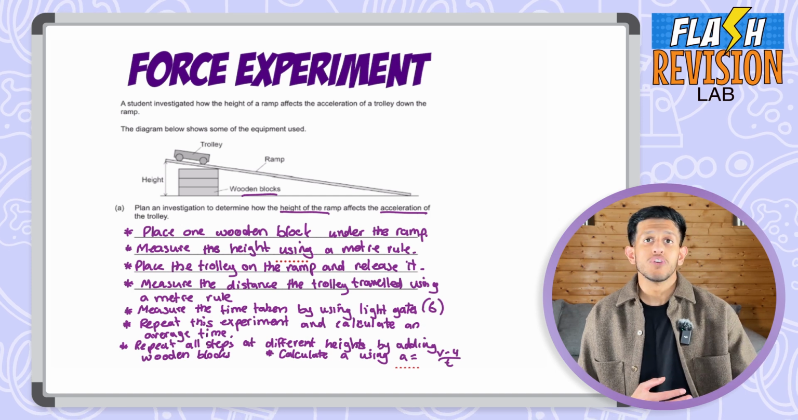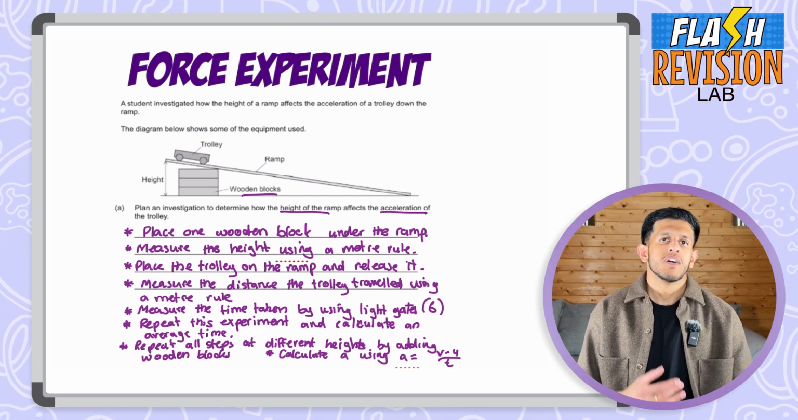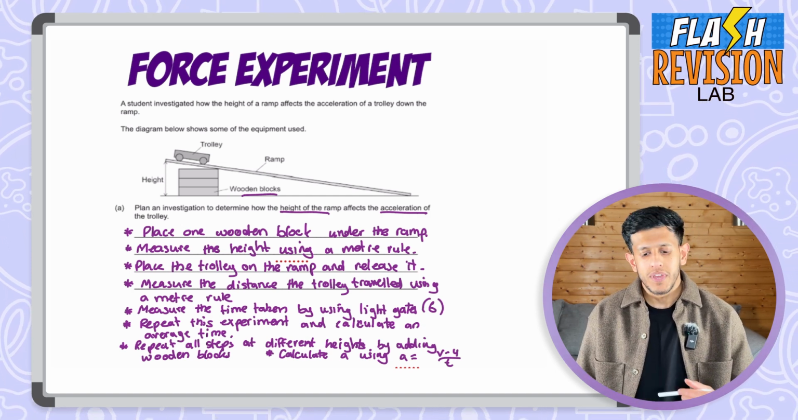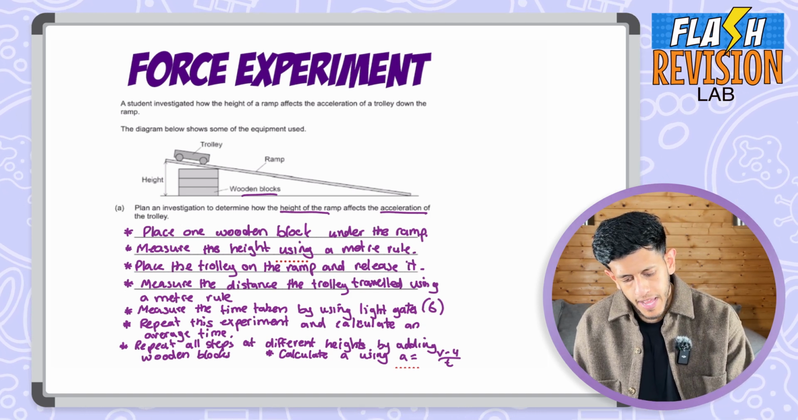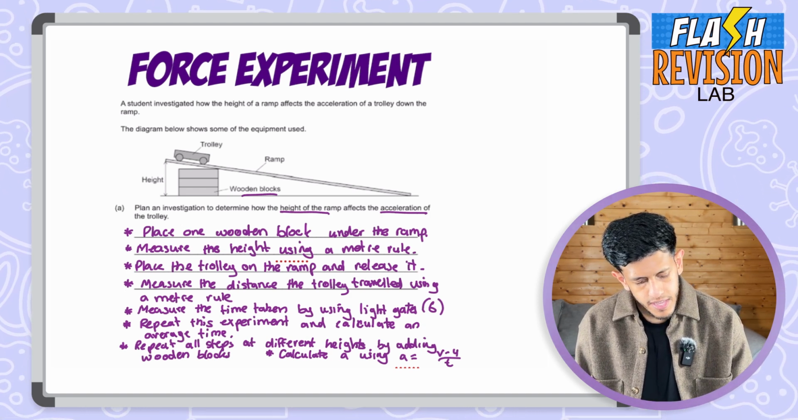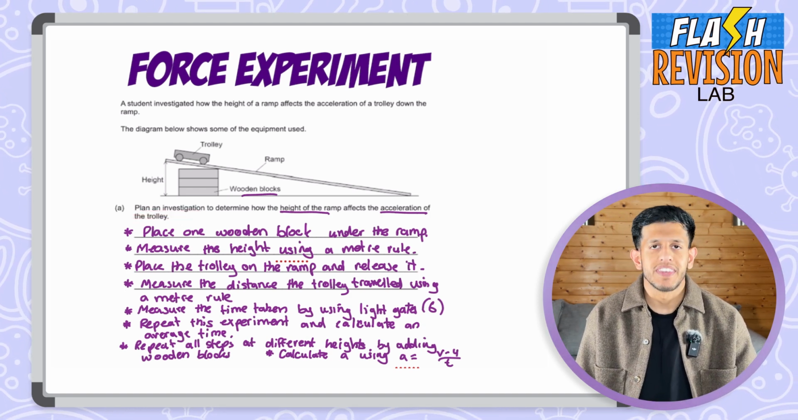Then we can use those results to see at each height what the acceleration was, and we can go on to interpret those results later on. But here they've simply asked us to plan the investigation, as you can see here. So we've done that, and that is what's going to give us our 6 marks.